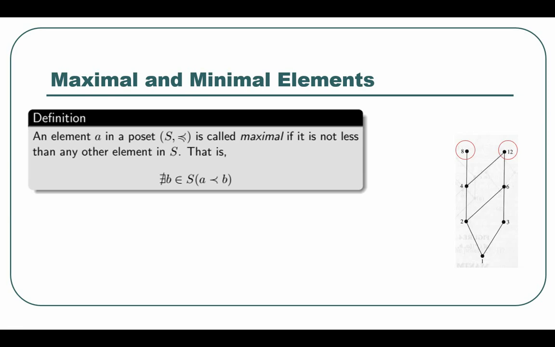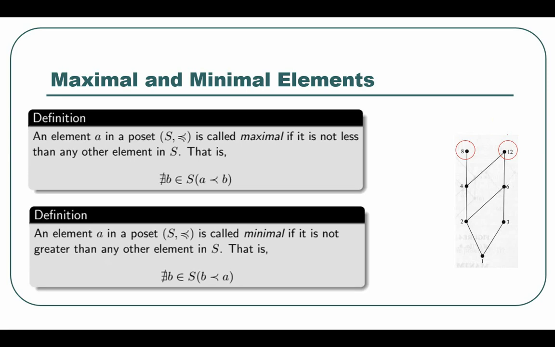There are no lines going from 12 in the upward direction. So there are no lines actually going in the upward direction from 12. So 8 and 12 are the maximal elements. Similarly, I can define a minimal element. A minimal element is one which is not succeeded by any other element.